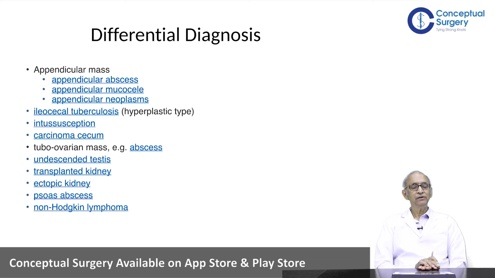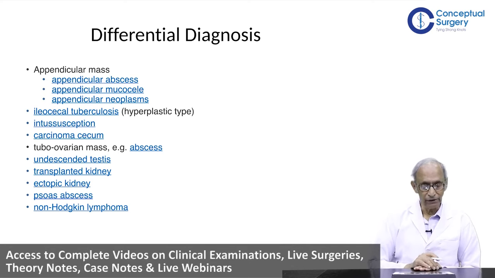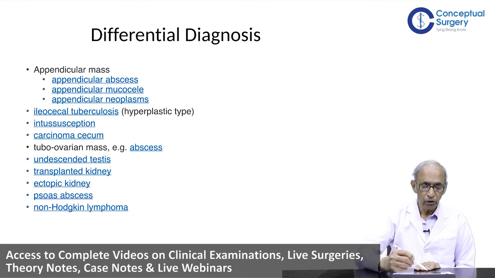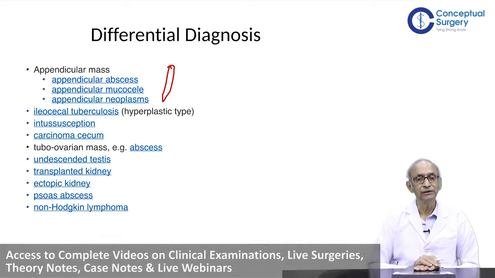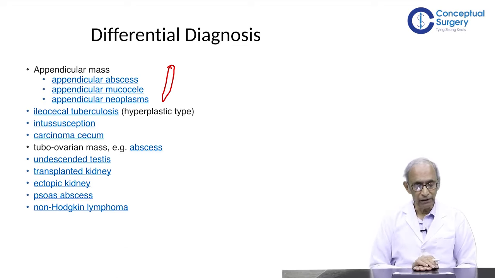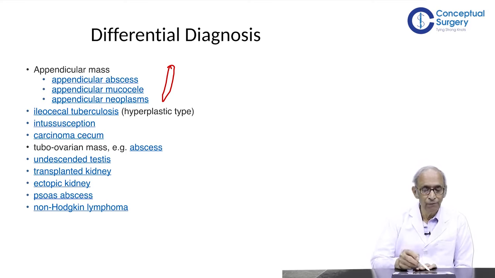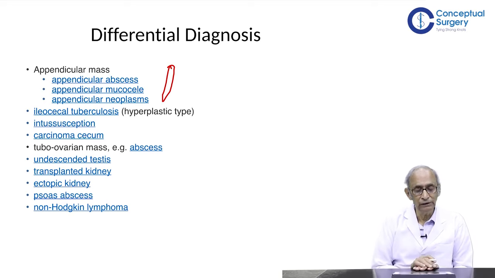And if you look at the differential diagnosis, look at this interesting slide I picked up from the net. It shows that the majority of these masses are likely to be from the appendix, whether that is appendicular abscess, appendicular mucocele, or appendicular neoplasms. Appendicitis is not a mass. I hope you understand the difference. So these are the things which you can see as masses.